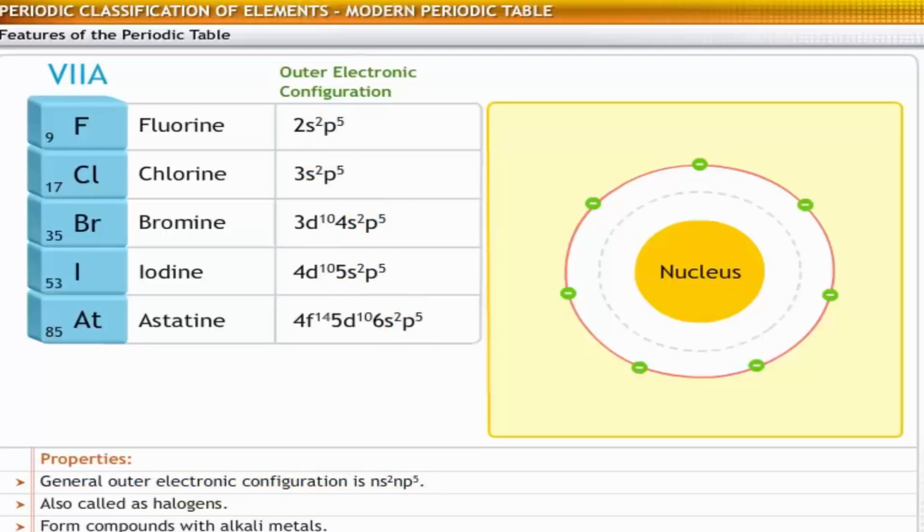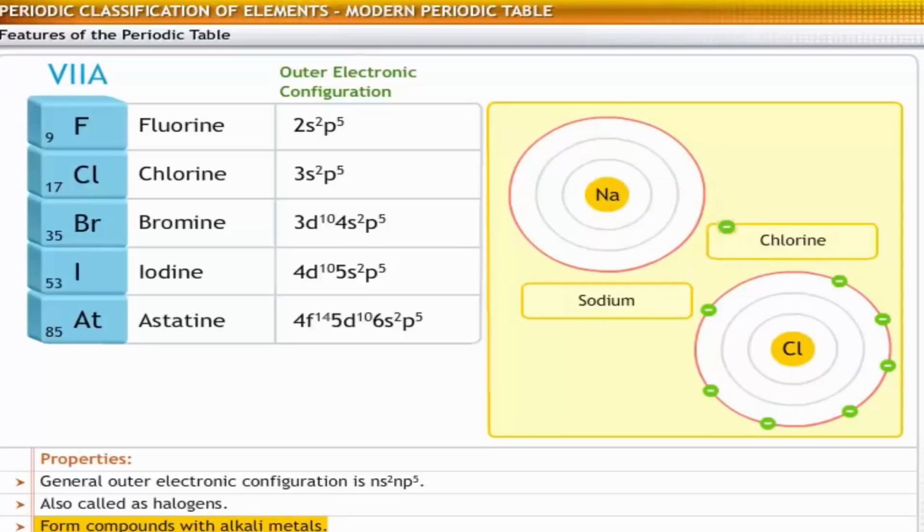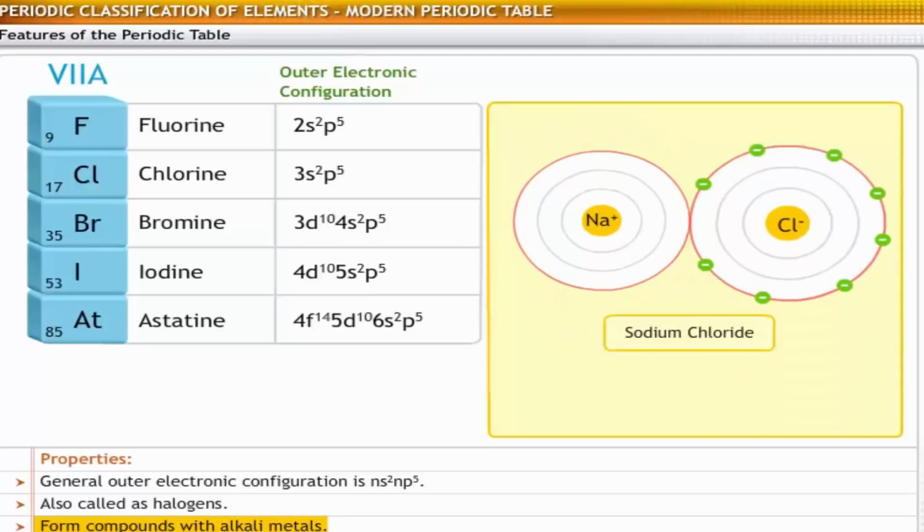The elements in this group are also known as halogens because they have originated from the sea. These elements have the tendency to gain electrons and become stable. This property helps in the formation of compounds with alkali metals. For example, chlorine accepts one electron from sodium to form sodium chloride.